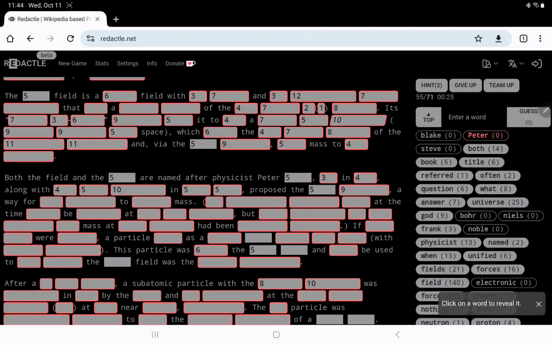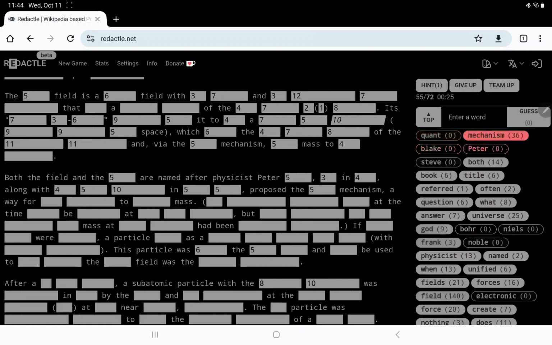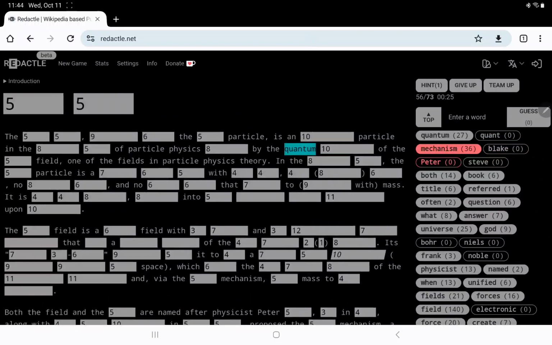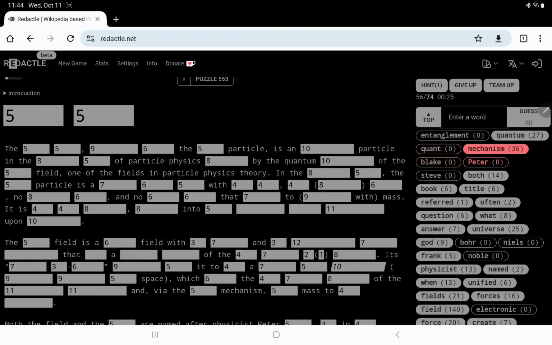It's actually useful even just to click on the hint button to know which words are in the title. Propose the five, well, that's what this nine-letter word is. Mechanism. Could it be something like quant? No, but quantum. Quantum, is it entanglement? No, that's too long. Quantum something.